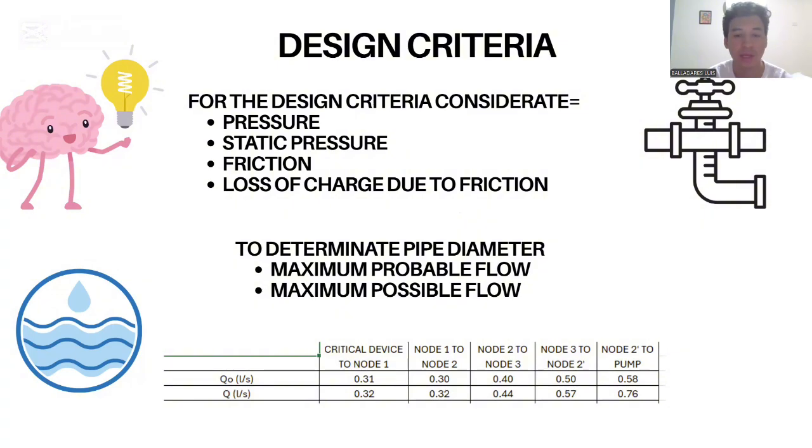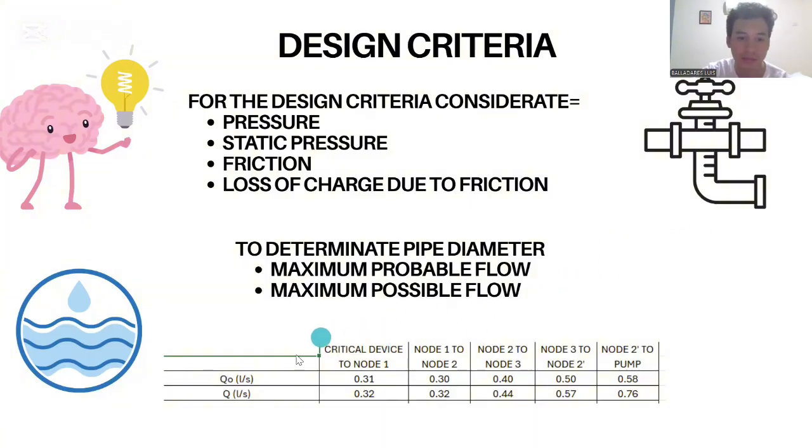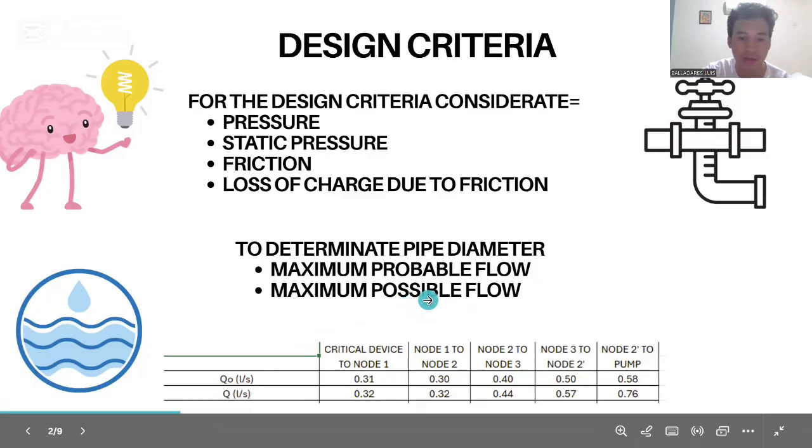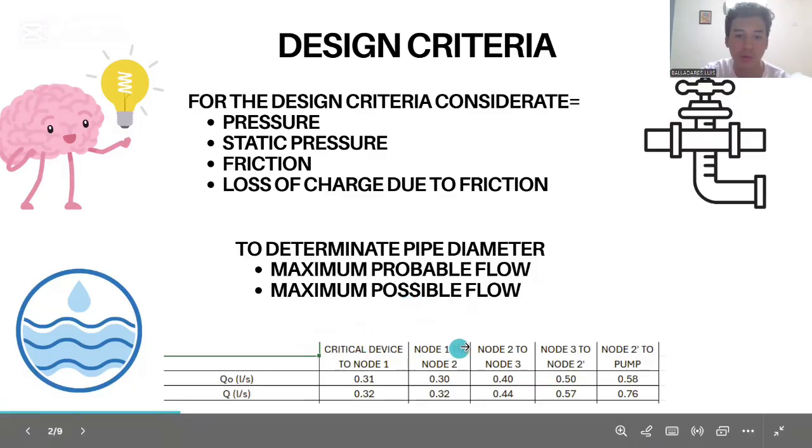Also, to determine the pipe diameter, we use the maximum probable flow and also the maximum possible flow. These flows are when all the pipes are open and in use. For example, we calculate the flow for each section: from the critical device to node 1, from node 1 to node 2, from node 2 to node 3, from node 3 to node 2 apostrophe, and from node 2 apostrophe to the pump.